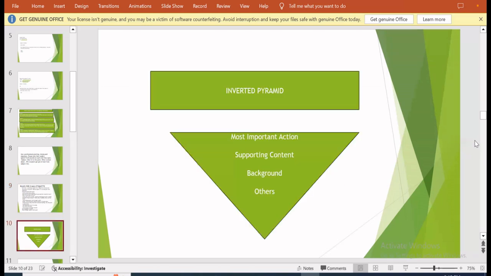This is called the inverted pyramid. Whenever you are writing an email, first you will mention the most important action first. That means what do you want from the person? That will be mentioned first. And why you want that is supporting. Then if you need further clarification, background information, and then any miscellaneous things, you can add. So you will not confuse the person. Your action part should be first. That will be the important part.